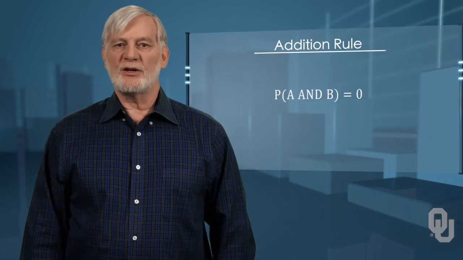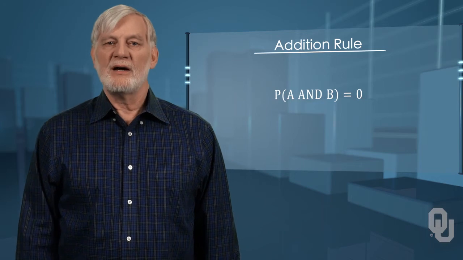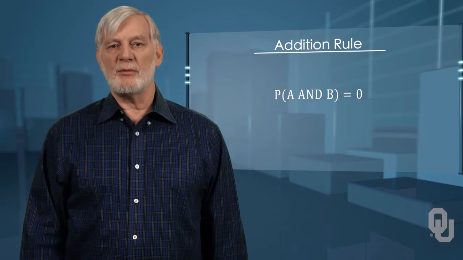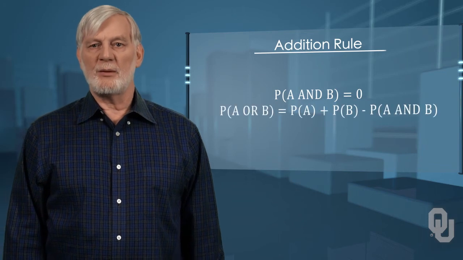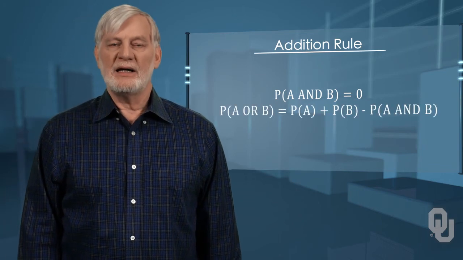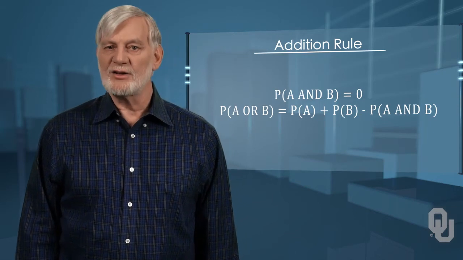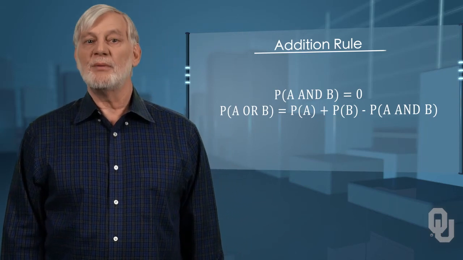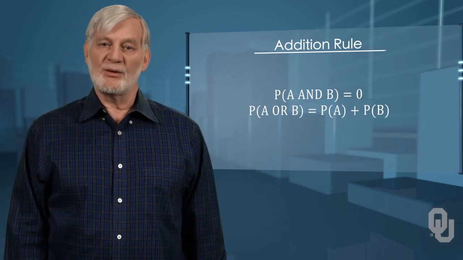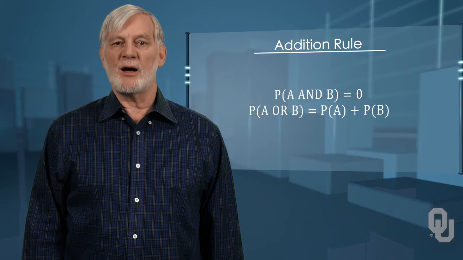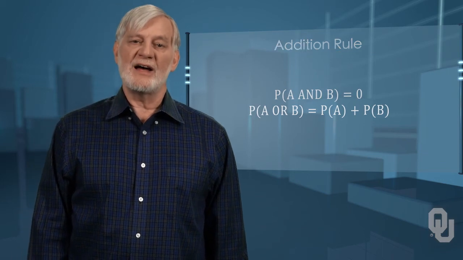If A and B are mutually exclusive, meaning A cannot happen if B happened, then the probability of A and B equals 0. Then the addition rule, probability of A or B equals probability of A plus probability of B minus probability of A and B, becomes probability of A or B equals simply probability of A plus probability of B, which is the simple sum of the probabilities of A and B.